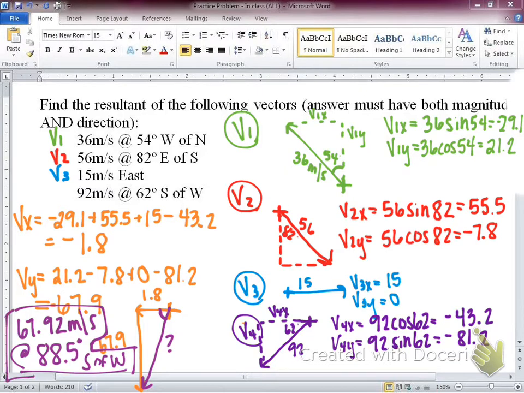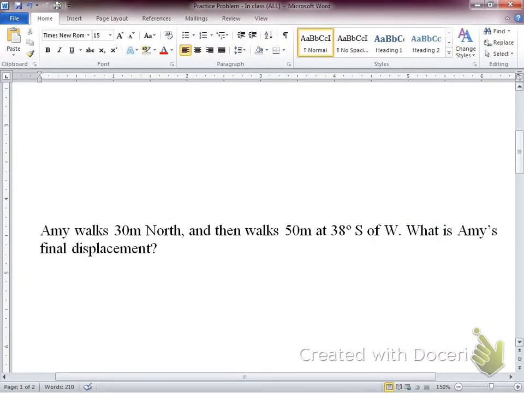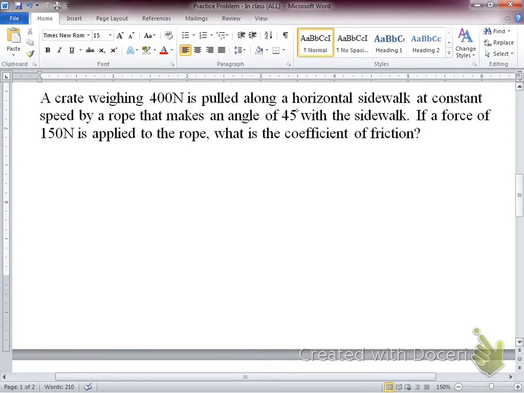We know it's south of west because our angle is touching our west axis, and then we decide from there, is it going north of west or south of west, and we know it's going south of west. So this one only has two vectors you're concerned with. It's a lot simpler than the one we just did. Same process, just a little shorter. All right, so let's move on to some friction now.